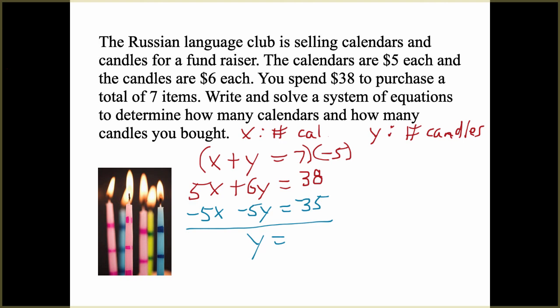38 minus 35 is 3. So y is 3. We sold 3 candles. Then we're going to plug it into the top. We have x plus 3 equals 7. And yes, I know you can probably do this in your head, but you need to write it out. X equals 4, so we sold 4 calendars.